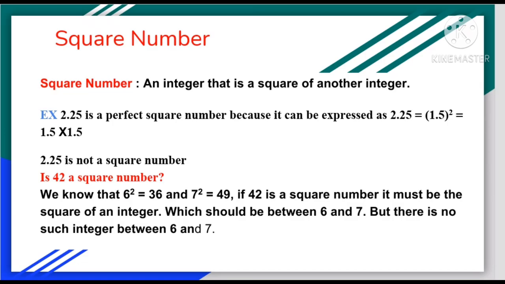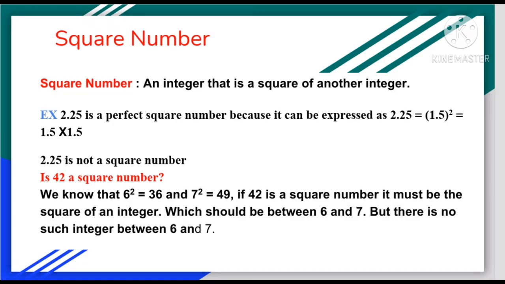Square number: an integer that is the square of another integer. Example: 4 is a square number, which is the square of 2. It is nothing but 4 is equal to 2 squared. Let us take one example. 2.25 is said to be a perfect square but it is not a square number. So a perfect square can be a decimal value, whereas a square number does not contain any decimal values; it is an integer.